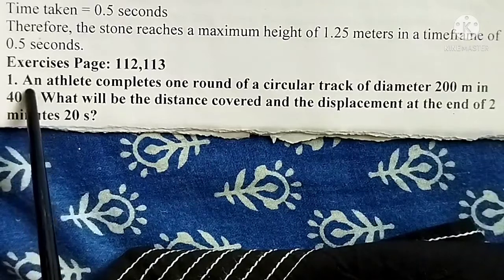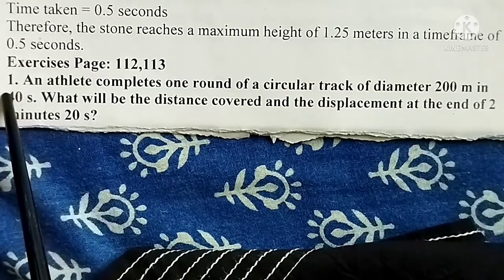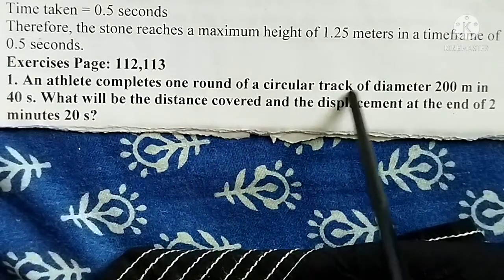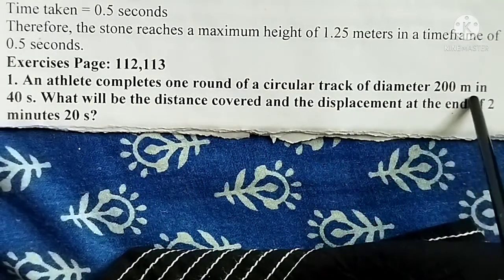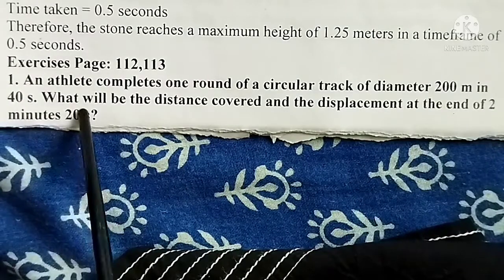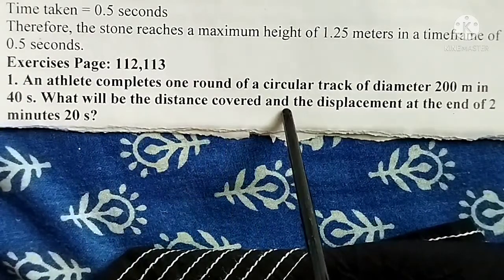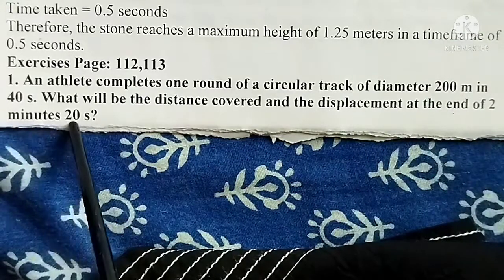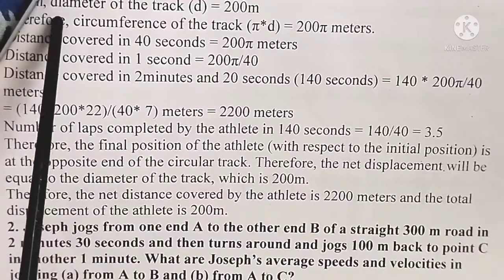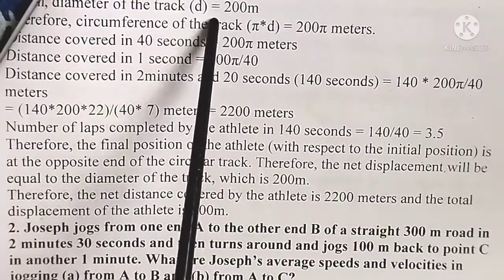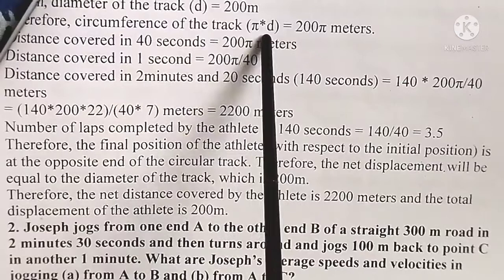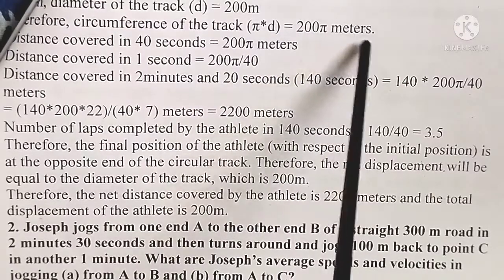Lesson: motion exercises. First one: an athlete completes one round of a circular track of diameter 200 meters in 40 seconds. What will be the distance covered and the displacement at the end of 2 minutes 20 seconds? Solution. The diameter of the track, D, is equal to 200 meters. Therefore, the circumference of the track, pi times d, is equal to 200 pi meters.